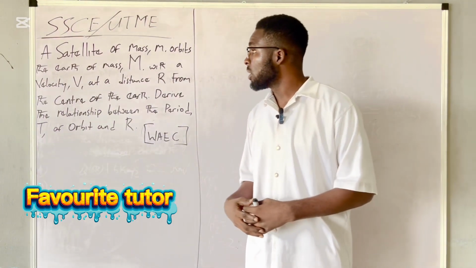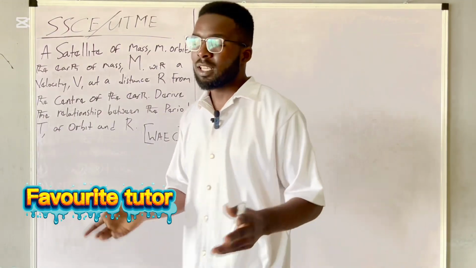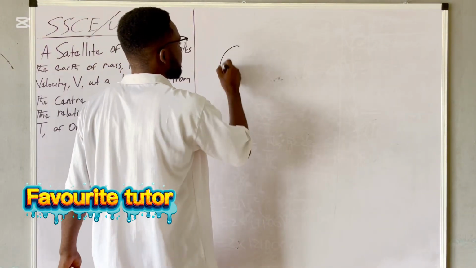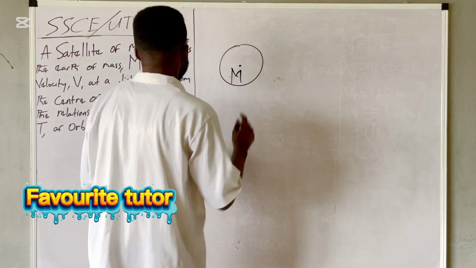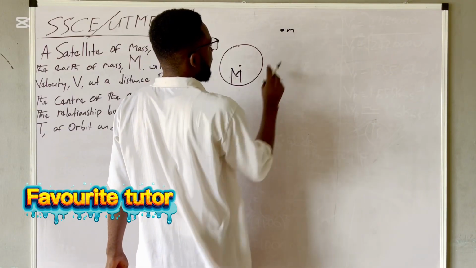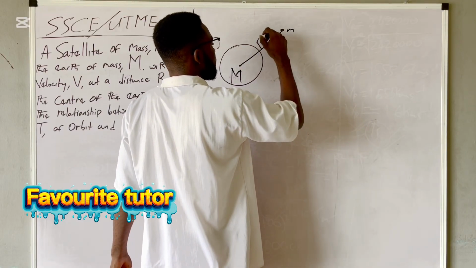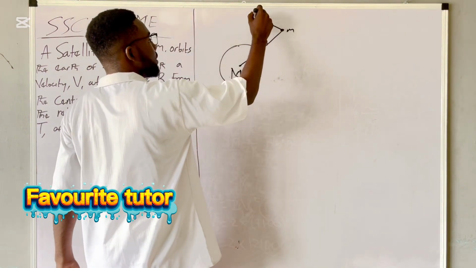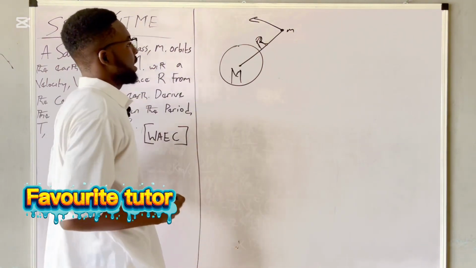Why past question? Okay, it is very simple. All right, let me explain this concept using a diagram. Okay, let's say this is the Earth. The Earth has the bigger mass, M, and this is the satellite, smaller mass. The distance from the center of the Earth to the satellite is this distance, r. And the satellite orbits the Earth. Move around the Earth.